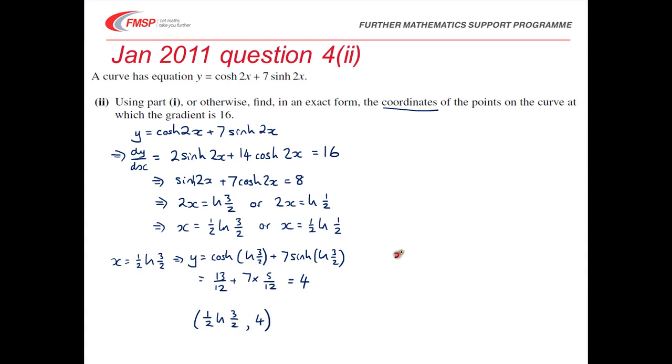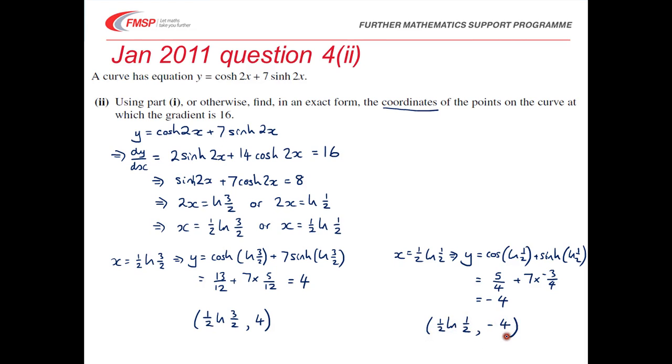And using the other value of x, if x is a half log a half, then y is cosh log a half plus sinh log a half. You can work it out using the exponential form, but you can also just plug it into your calculator. 5/4 plus 7 lots of -3/4, which is equal to -4. And that gives the other point being a half log a half, -4.